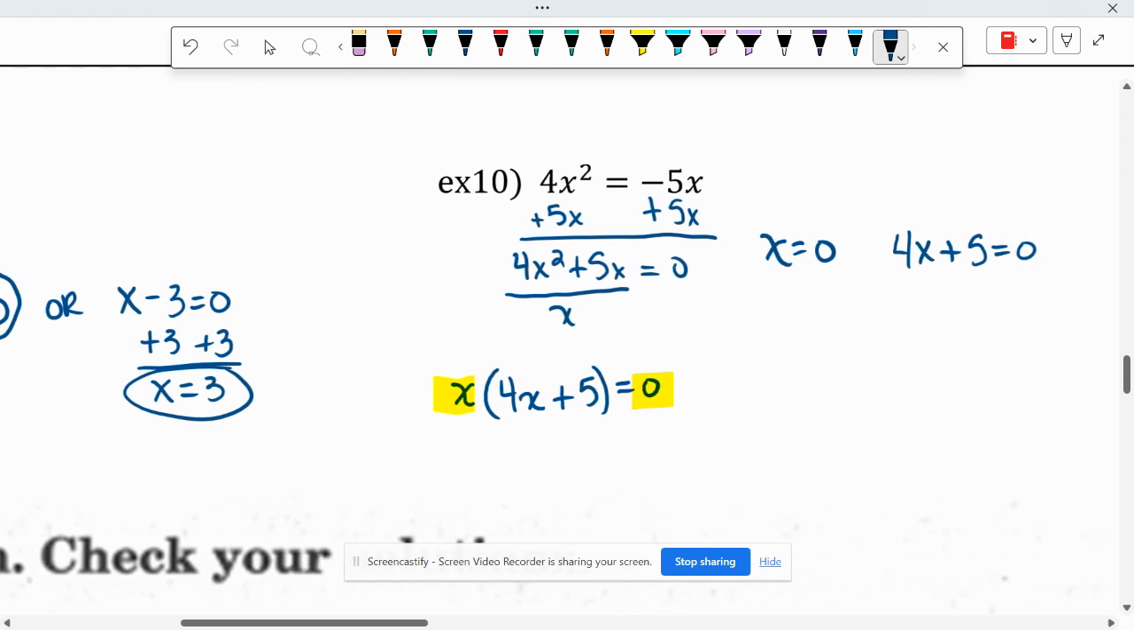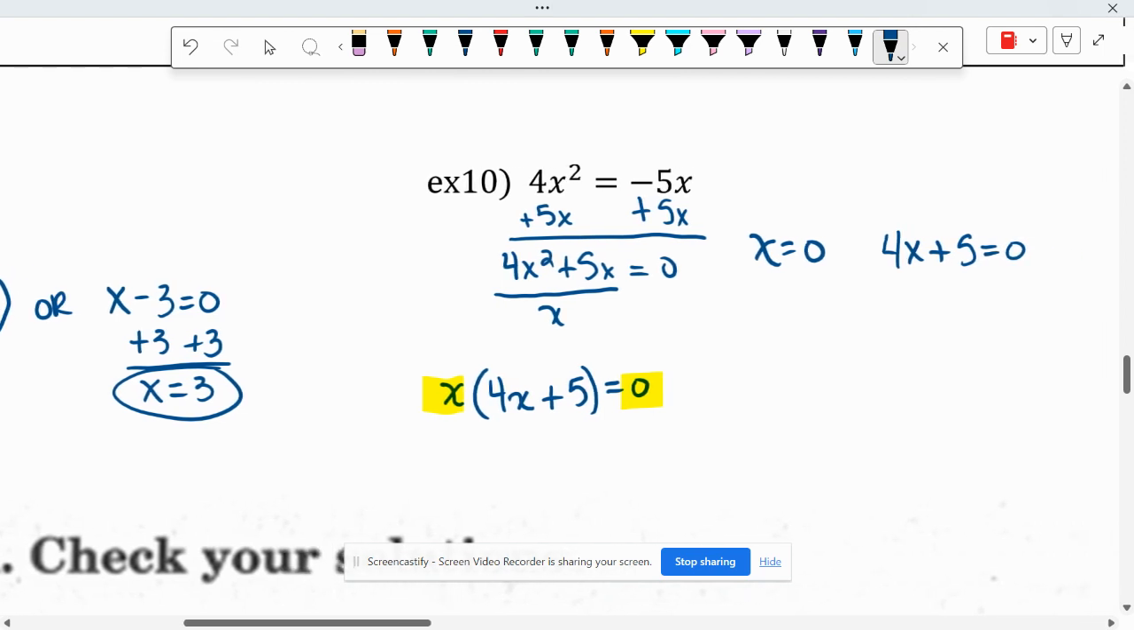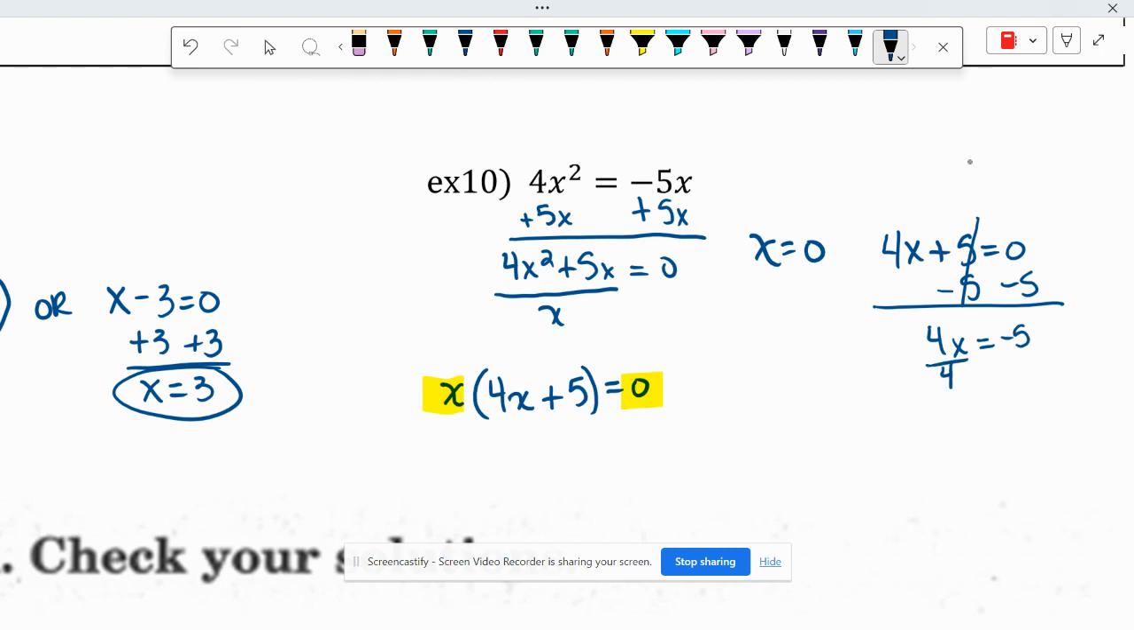Well, if 4x plus 5 equals 0, how do I figure out what x equals? Just subtract 5 from both sides and then divide by 4. Yeah, you're just doing a two-step equation. 4x equals negative 5. Divide by 4. X equals negative 5/4. So these are your solutions.